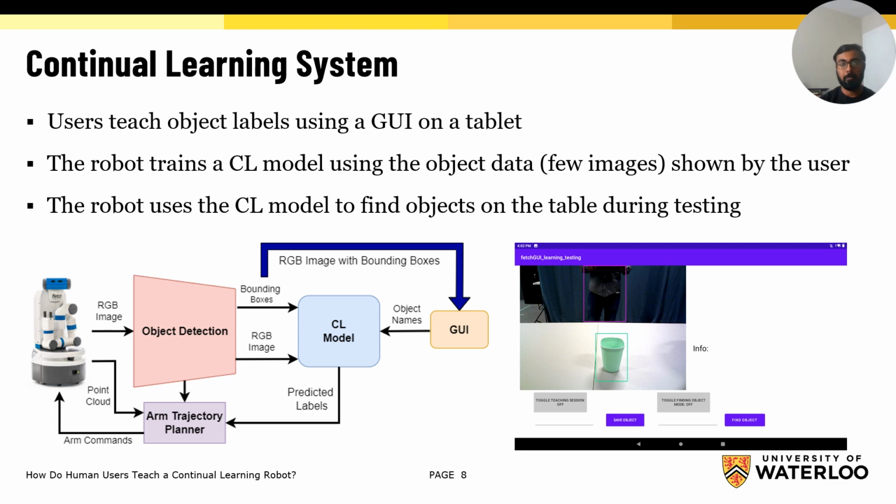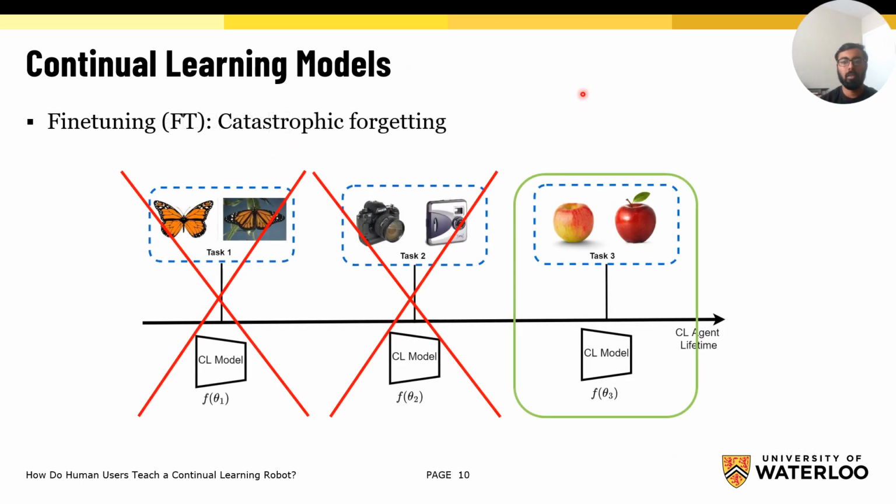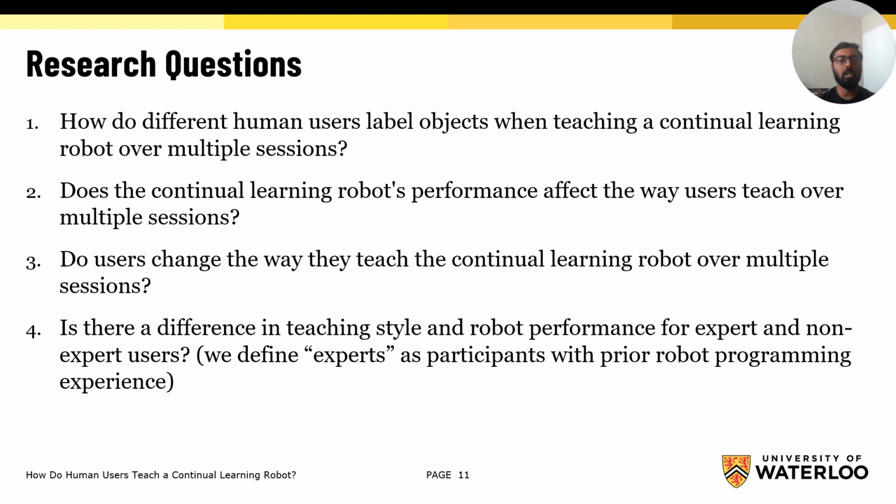So we conducted a between subject study in which participants interacted with 2 different continual learning models. So one was fine-tuning, and another one was CBCL, which is a state-of-the-art continual learning approach. And the main difference between the 2 approaches is that fine-tuning suffers from this problem of catastrophic forgetting, in which the model forgets the previously learned knowledge whenever it learns something new. And CBCL is designed to deal with this problem. So in this study, we focused on answering 4 research questions.